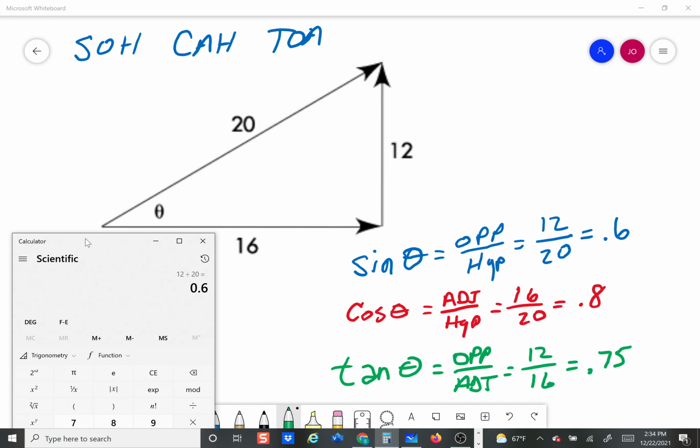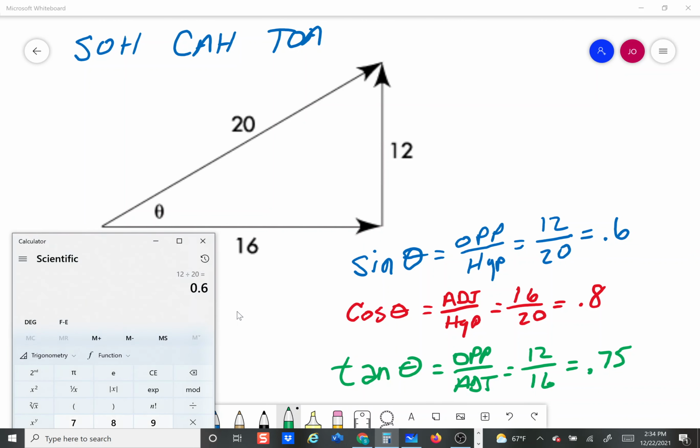And when you hit sine, I'm sorry, you have to hit inverse sine because you're looking for the actual angle. We'll talk more about that in class. But what I'm going to do, you hit second sine, and that would give you sine to the -1 in a parenthesis, and you can just put the 12 divided by 20 in there, then hit equal, and you'll find out your value of theta.